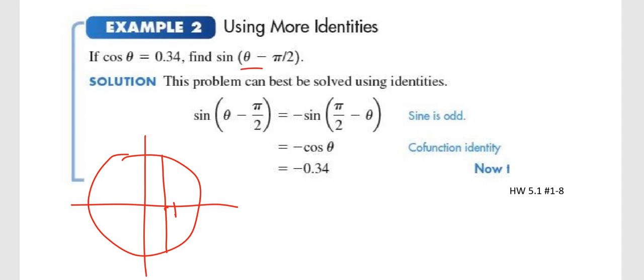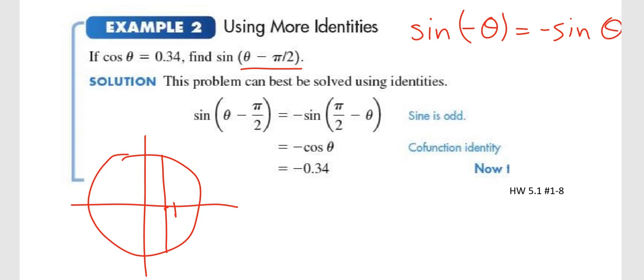So they're asking me about theta minus pi over 2. Now that's kind of weird, because usually we talk about pi over 2 minus theta. We have an identity, right? We have an identity that says something like this: the sine of negative theta is equal to the negative sine of theta.